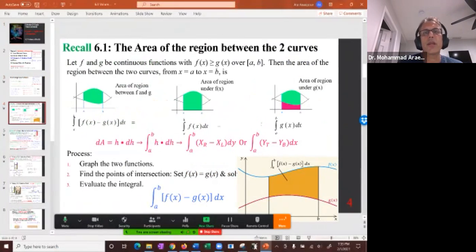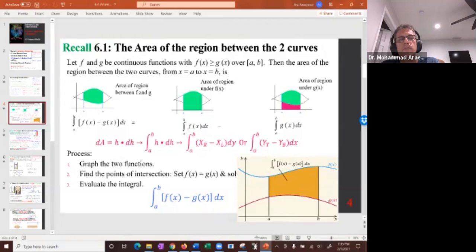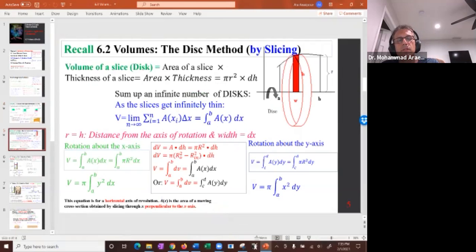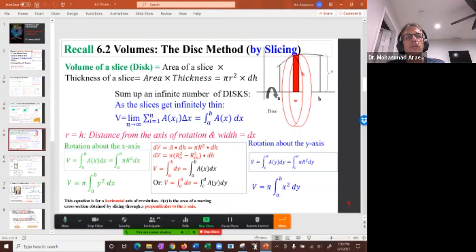The first section, the area of the region between two curves. Basically, you need to remember dA is H dH. That is a typical vertical or horizontal strip. And then you got to find the H and dH, and you are fine. We looked at the method of disk. dV is pi r squared dH.